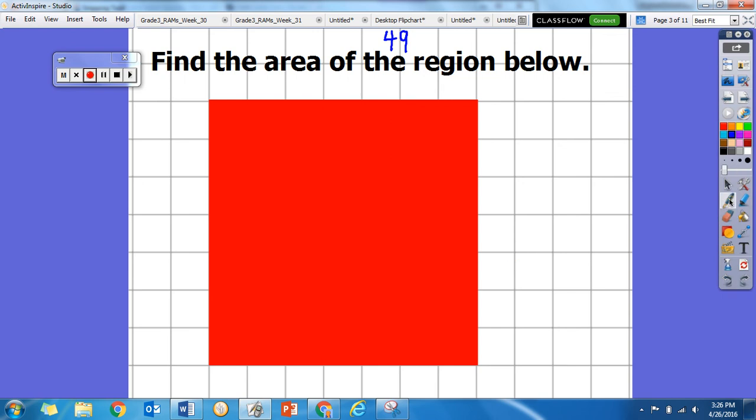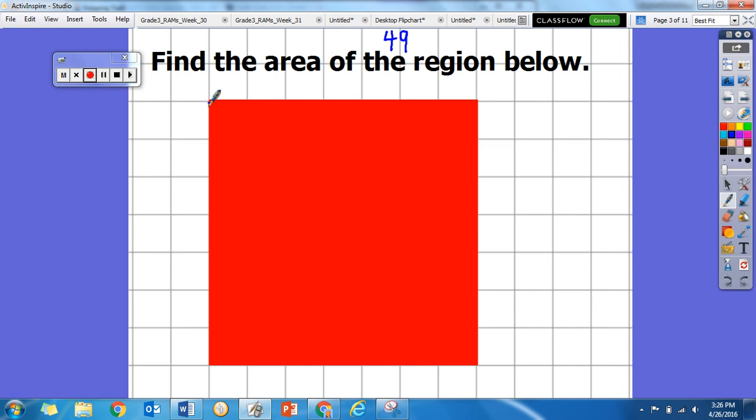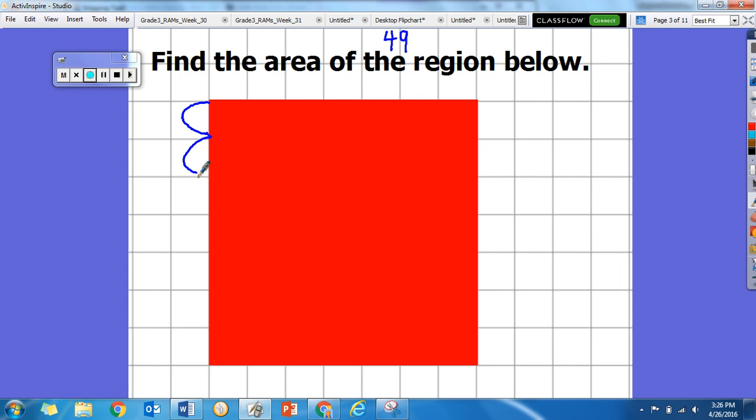And then one of my friends said, well, Miss Gross, I know that you can find the length and the height of a square. And I said, okay, well, how can you find the length and the height of this square? And this is what my friends did. Watch carefully. They said that there's 1, 2, 3, 4, 5, 6, 7 boxes or 7 square centimeters on this side. So we wrote a 7 over here. And he said on the bottom we have 1, 2, 3, 4, 5, 6, 7 over here.